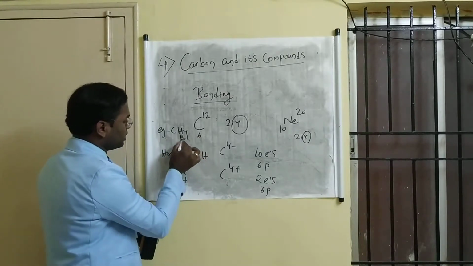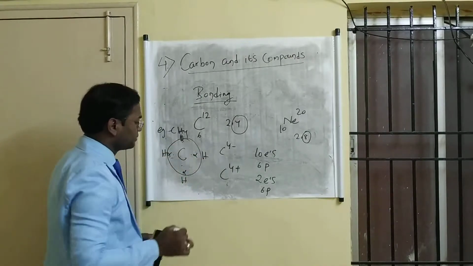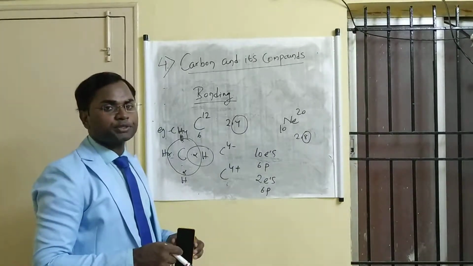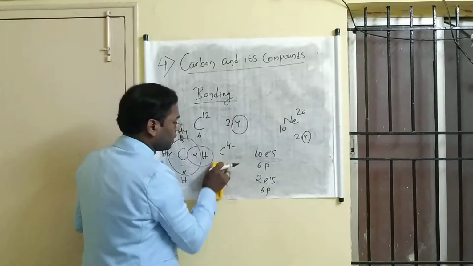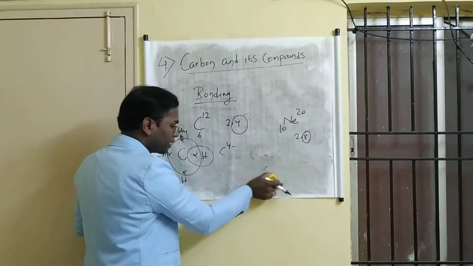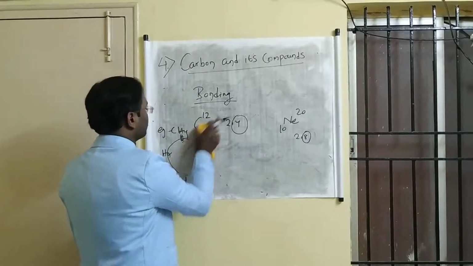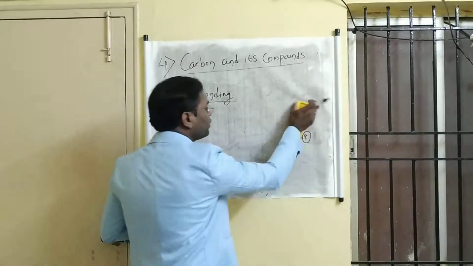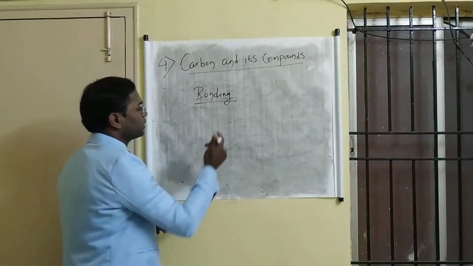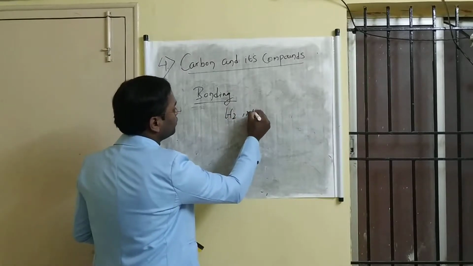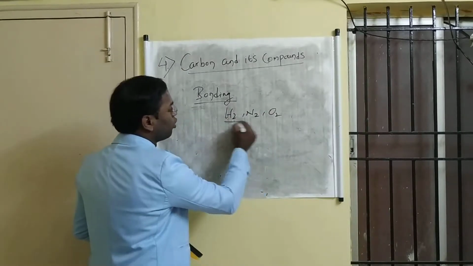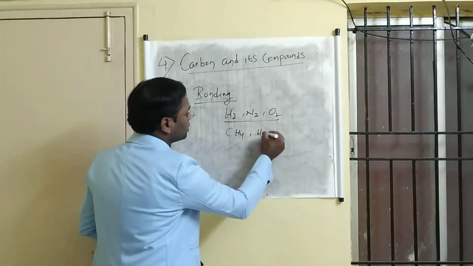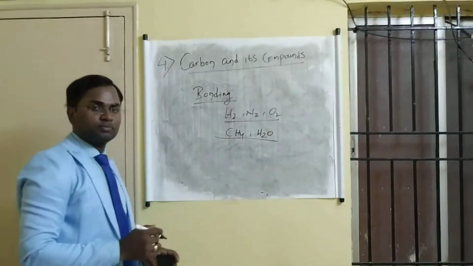In this way, the carbon can form octet configuration, and hydrogen also can complete its duplet configuration. In order to understand more about bonding, let us take a few examples: some homoatomic molecules like H2, N2, O2, and a few heteroatomic molecules. These are homoatomic molecules, and methane and water are heteroatomic molecules.